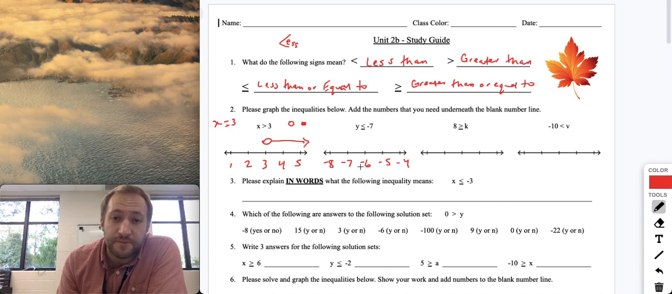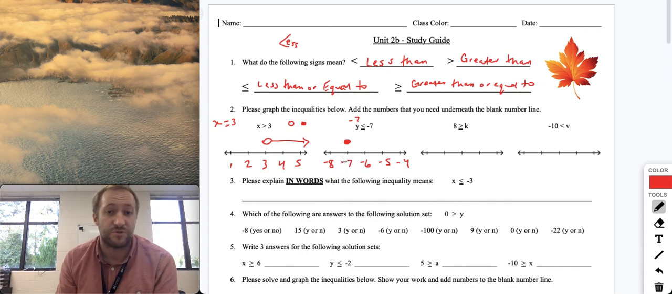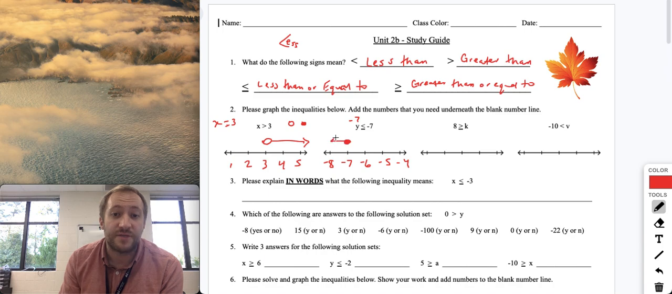So when I go through this, I'm going to go find my negative 7. I'm going to close the circle because that's saying that negative 7 is a possible solution here. If I had negative 7 in for y, that would be true because negative 7 is less than or equal to negative 7. It has that equal to with it, all right? So that closed circle shows me that negative 7 is a possible solution. This says y is less than negative 7. All my numbers less than are going to the left. So I'm going to draw my arrow pointing to the left.